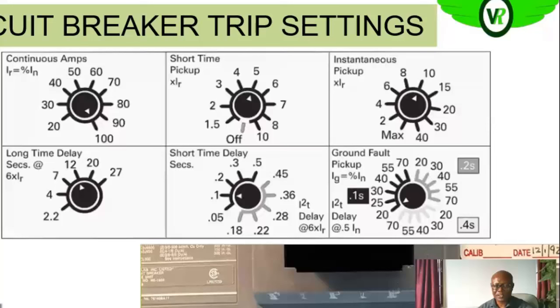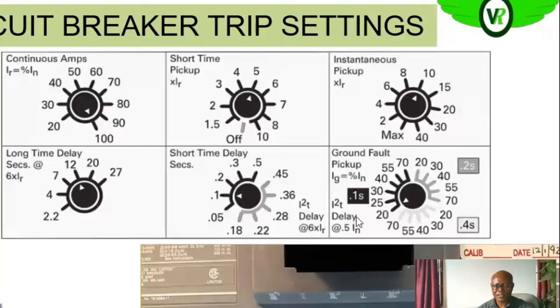In the case of our circuit breaker now, the rated current is 1,000 amps. Remember, the rated current is different from the continuous amp current that we selected. This is the rated current. So if it is 1,000 amps, it means that half of it is 500 amps. So at any fault current on the ground that is up to 500 amps and above, the I squared T ramp will set in.